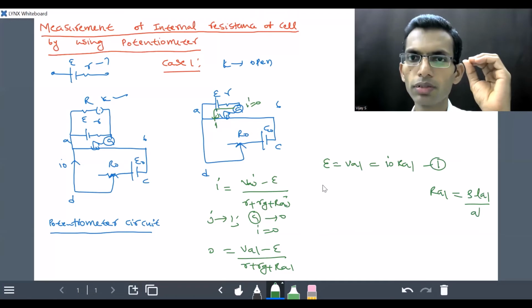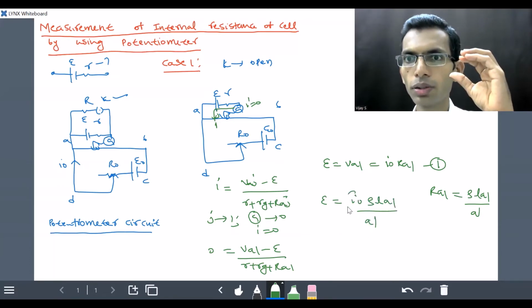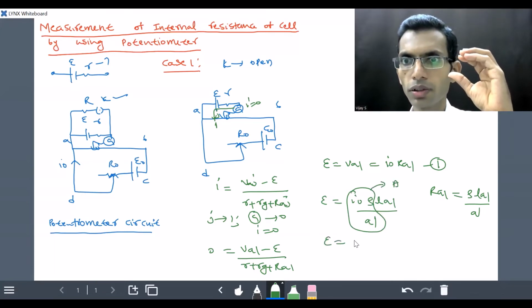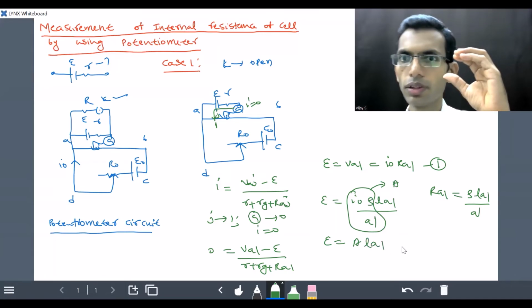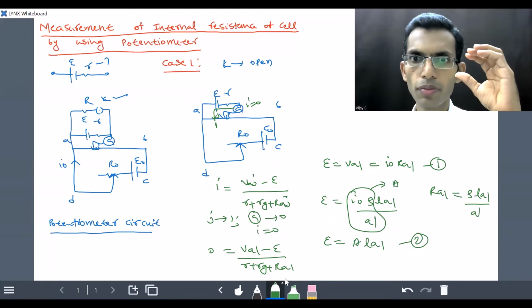When we substitute into equation 1, we get E is equal to I0 rho LA1 by A dash. Here I0, rho, A dash are going to be constant throughout the experiment. So let me take the constant as A, I0 rho by A dash, and we get E equal to A into LA1. Let me take it as equation 2.